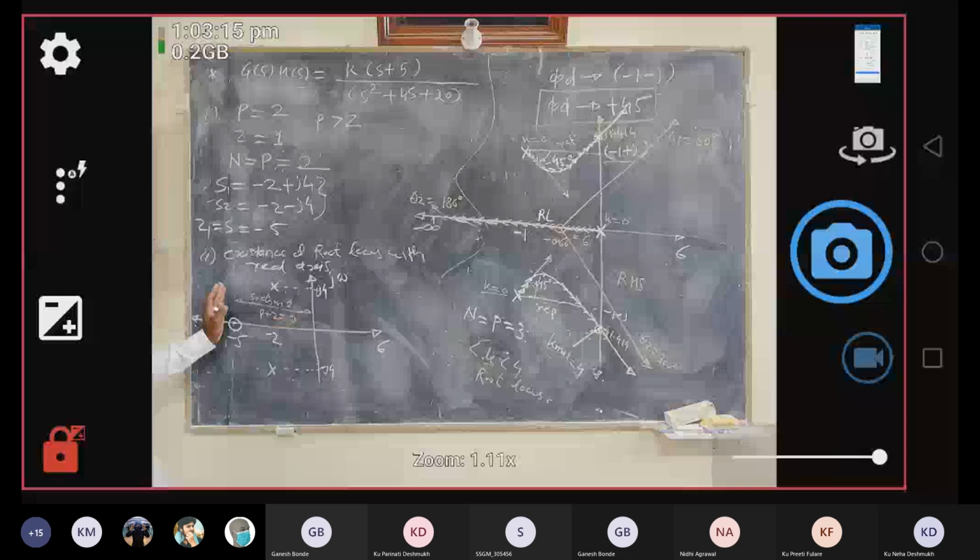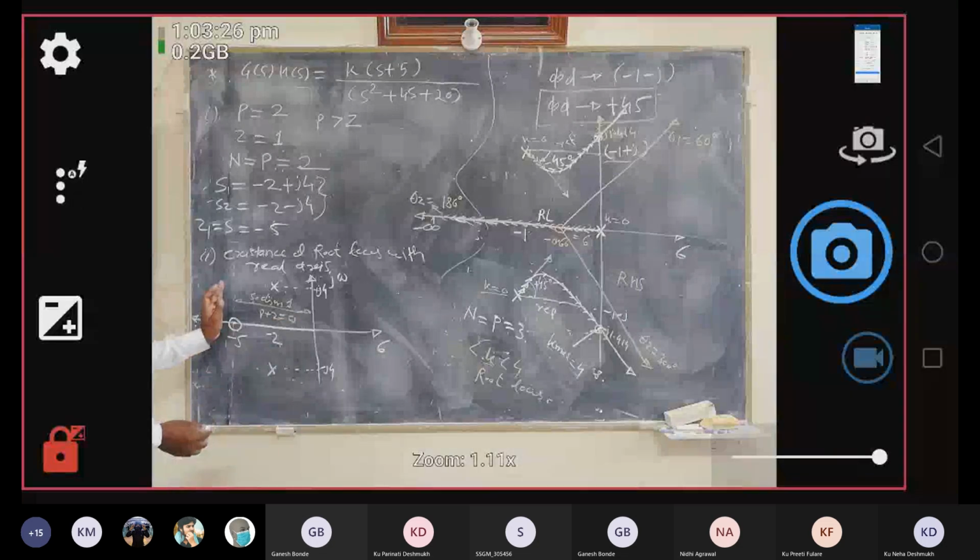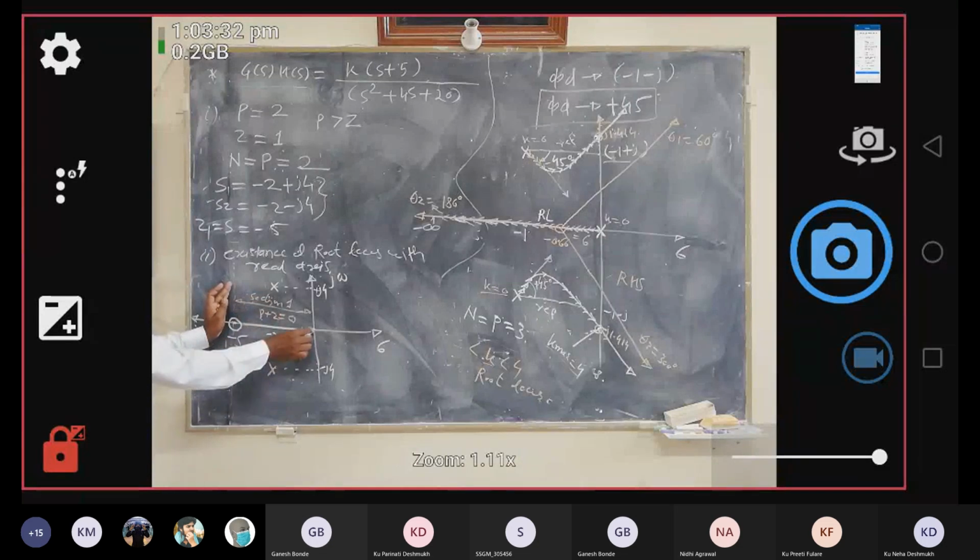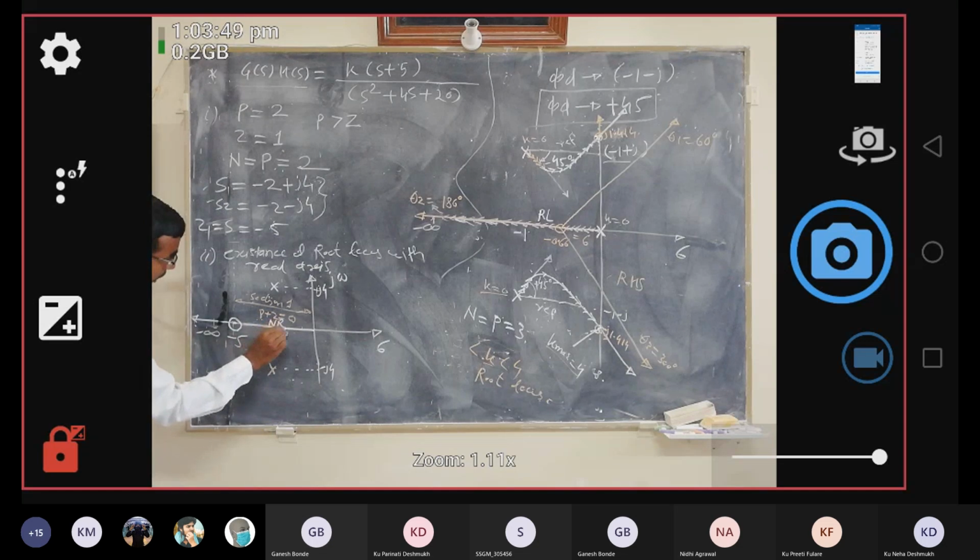While calculating p plus z, do not consider the complex poles. You have to consider p plus z along only the real axis. Do not consider the complex pair of poles or zeros while calculating p plus z. Here p plus z comes to 0. Therefore, this section is not a part of root locus. So this is NRL. Write NRL on this line up to s equal to minus 5.